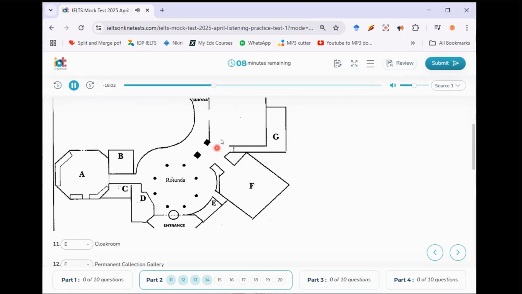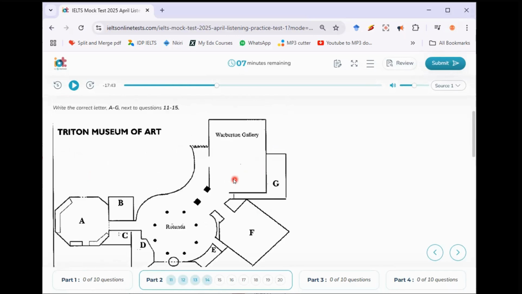After we visited those galleries, which will take us a good hour as there are so many interesting exhibits to see. Okay. We'll make our way back across the rotunda and visit the Cowl Room. Cowl Room. It's right at the far end of the museum. Far end. Opposite side of the rotunda to the Warburton and Permanent Collection Galleries. Opposite side of the what? Of the museum. In other words, it is opposite where Warburton is located.